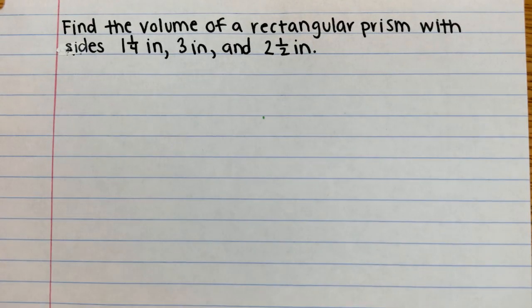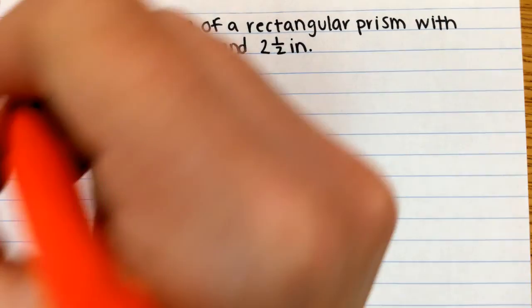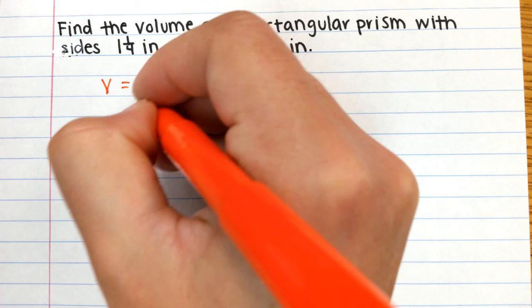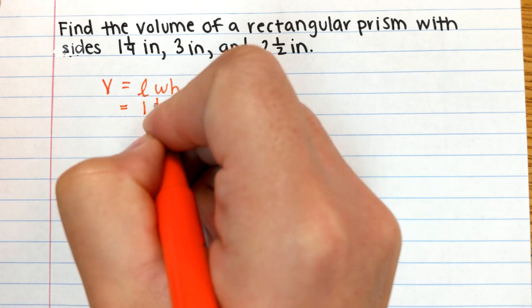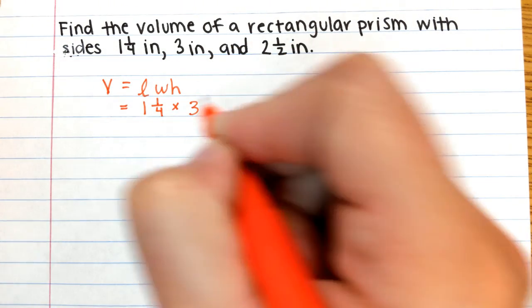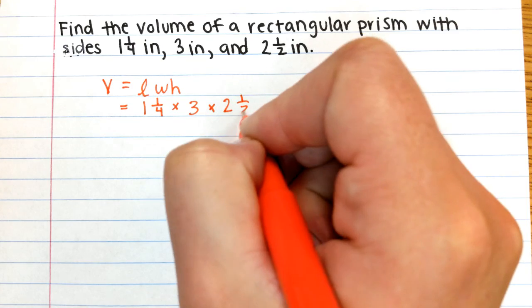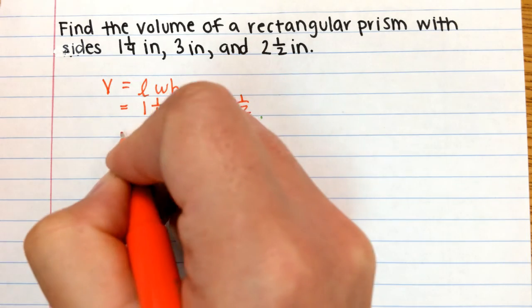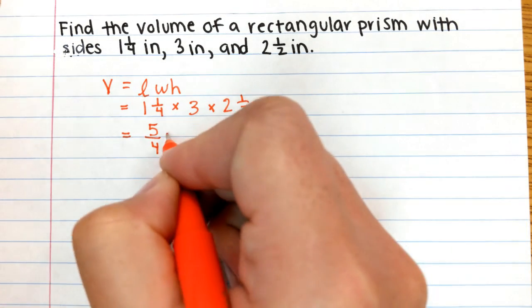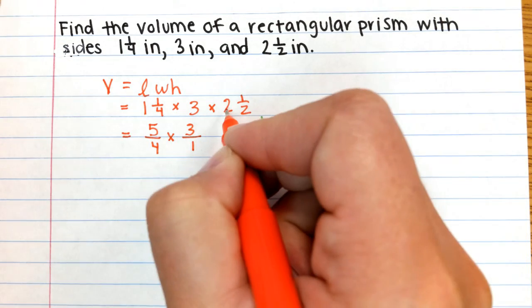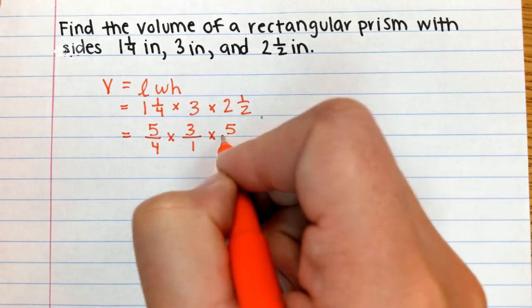The next example, we are just going to go and find volume. So I have a rectangular prism with sides 1 1/4 inches, 3 inches, and 2.5 inches. So volume is length times width times height. So I'm going to take 1 1/4, multiply it by 3, and multiply that by 2.5. So I need to change all my numbers to improper fractions. 4 times 1 is 4, plus 1 is 5, so 5 over 4. 3 over 1, and then 2 times 2 is 4, plus 1, 5, so I have 5 over 2.